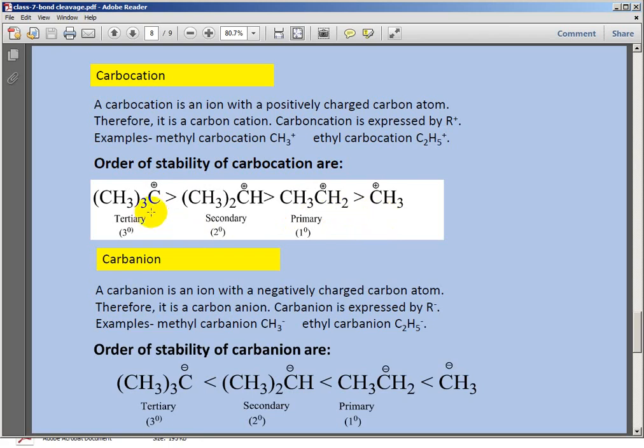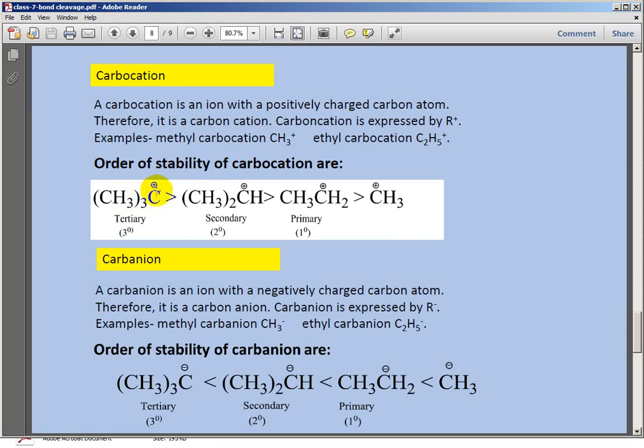This is tertiary because there are three electron releasing groups. The methyl group is an electron releasing group that donates electrons, so it is a positive inductive effect. It donates electron density to the carbon. As a result, the positive charge decreases. So the charge decreases, that means it becomes stable.